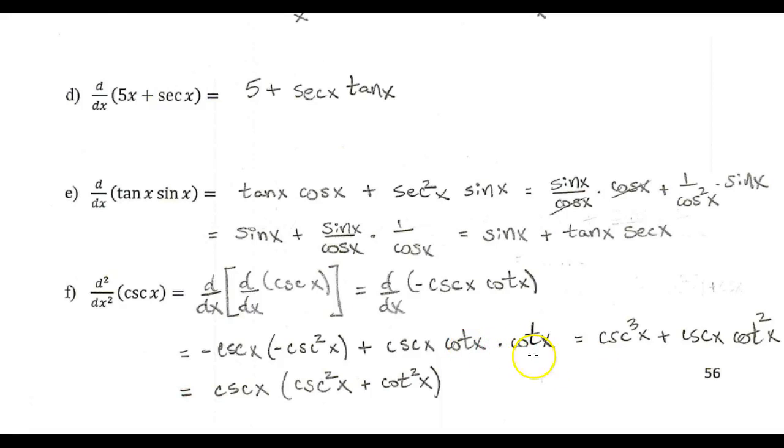If I bring this through and simplify, I get minus cosecant of x times minus cosecant squared x, which is cosecant cubed x, plus cosecant of x times cotangent squared of x. And if I would like to, I could factor out a cosecant of x from both terms, and I get cosecant of x times a quantity, cosecant squared of x plus cotangent squared of x.